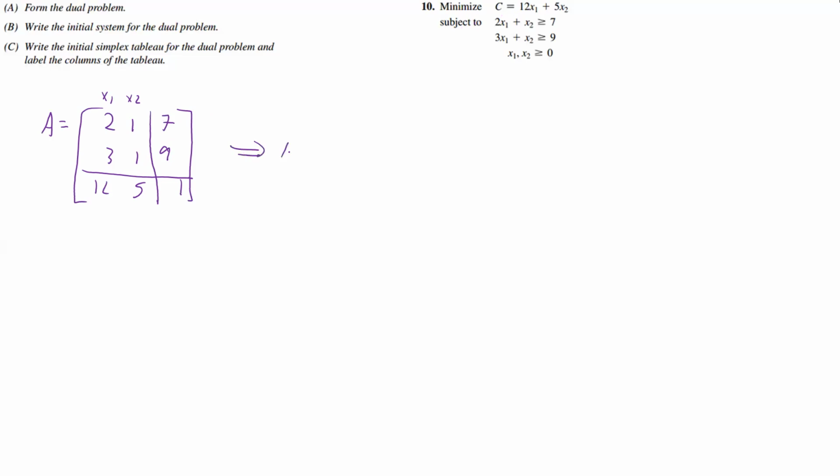Now, I do a transpose. And that just means I convert whatever's in this first row down to the first column. So then that becomes a 2, 1, 7. And then I have a 3, 1, 9. And then I have a 12, 5, 1. And so this is now my A transpose. And these are labeled Y1, Y2.